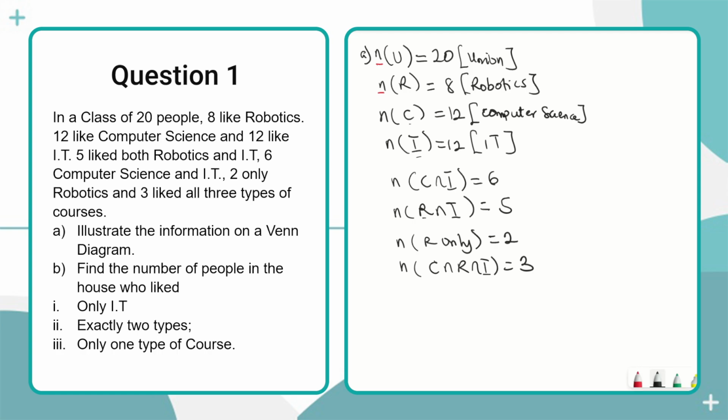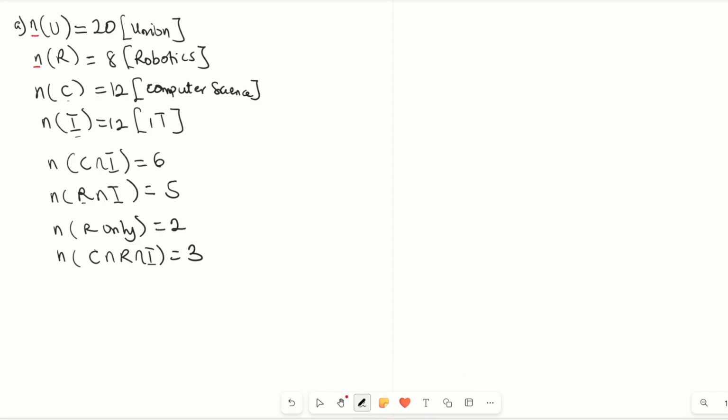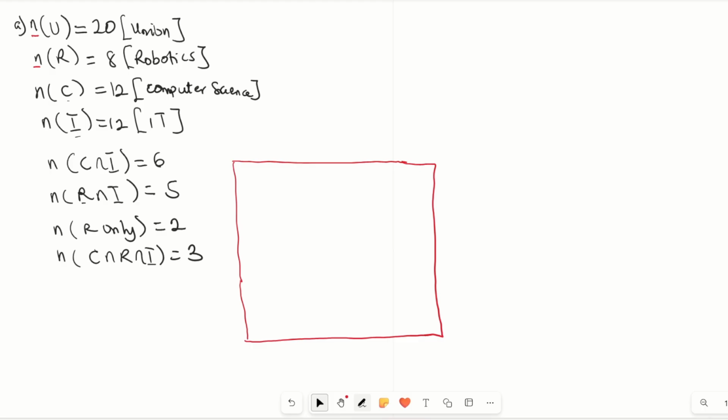So now let's draw the Venn diagram. We can draw a rectangular one for the universal set. And then let's represent each of the sets with a circle. So we could put robotics as a circle here, and we'll call this R. And how many people like R? 8. So we put 8 on the outside here.